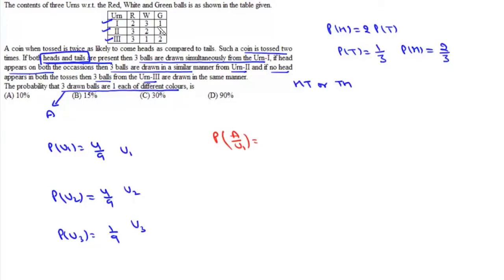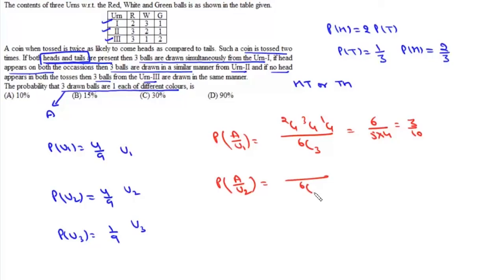Now total number of balls in urn 1 is 6. So there will be 6C3, and then we have 1 red, 1 white and 1 green. So there will be 2C1 into 3C1 into 1C1. And this is 6, and here will be 6 into 5 into 4, which is 3 by 10. Then the same way, probability of A given U2. Now in U2 we have again 6 balls. So there will be 6C3, and then here we have 3C1, 2C1, and then 1C1, which again will be 3 by 10. And for this third one also, we'll get the same result. It is 6C3, and here we have 3C1, 1C1, and 2C1. Same combination. So it will again be 3 by 10.